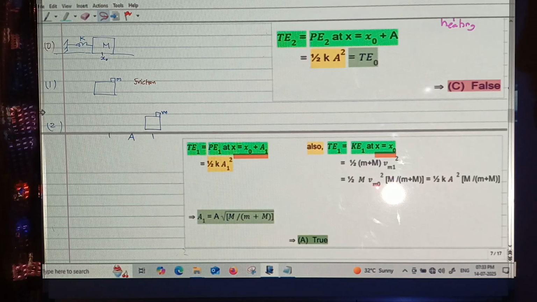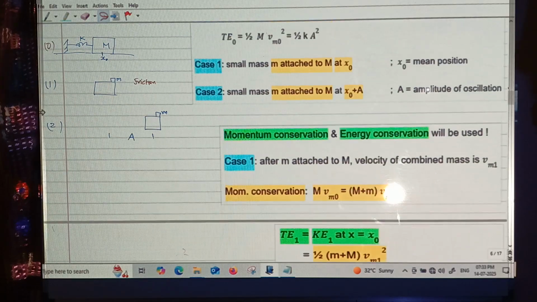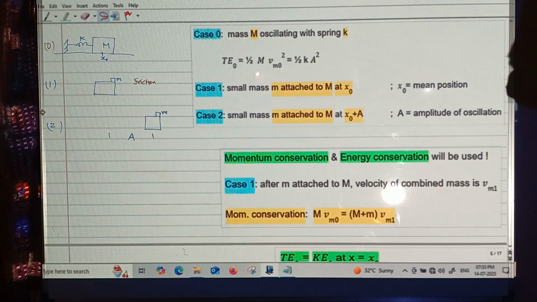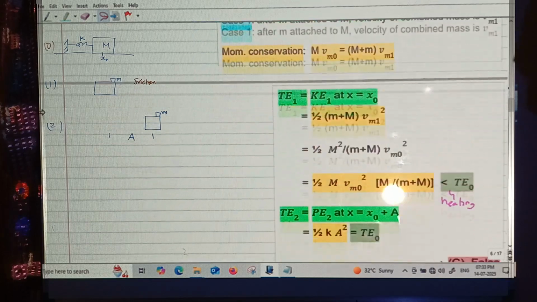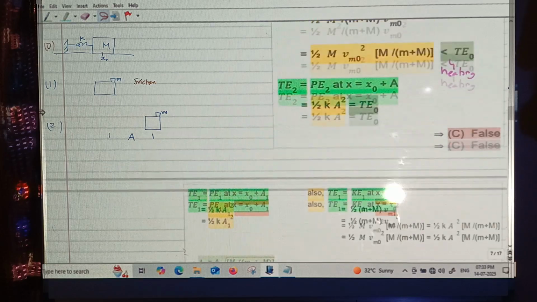This is the zeroth case. In the zeroth case, half m v naught square equals half k A square. So this I can replace as half k A square into a fraction. So the amplitudes for these two are equal, because I have found the total energy in the first case in two ways. So these two should be equal. From this I'll get A reduced by a factor square root of m by (m plus n). So option A is true.